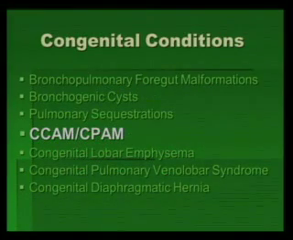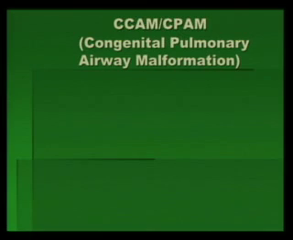Congenital pulmonary airway malformation can be anywhere in the lung, any lobe. Here we have a partially air, partially fluid, partially solid mass. This is right here, you can see there's some mass effect on this lung. This is a congenital pulmonary airway malformation, formerly called CCAM, congenital cystic adenomatoid malformation.